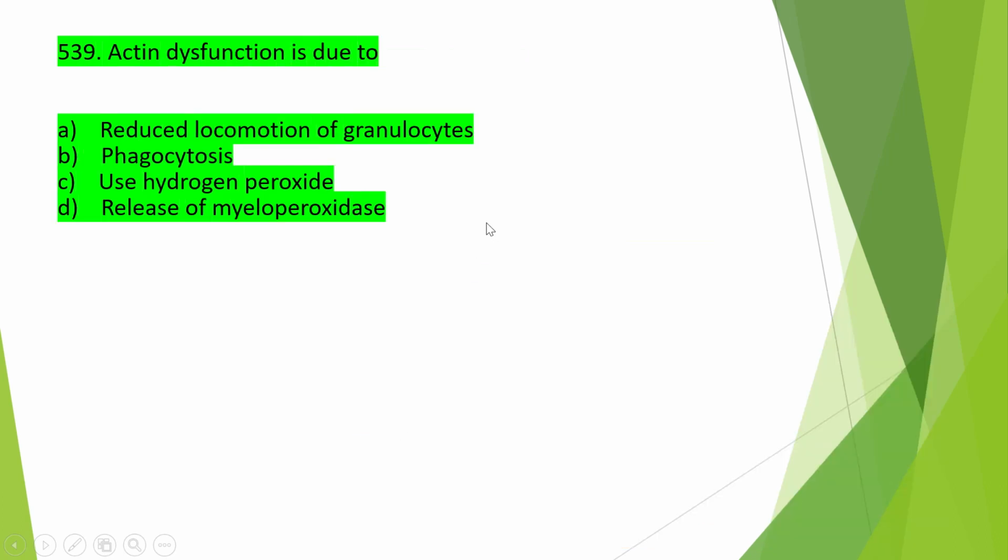Okay, so next question we will see. Next is actin dysfunction is due to: option A reduced locomotion of granulocytes, option B phagocytosis, option C use hydrogen peroxide, or option D release of myeloperoxidase. So the right one is option A, that is reduced locomotion of granulocytes. So actin dysfunction is due to reduced locomotion of granulocytes.